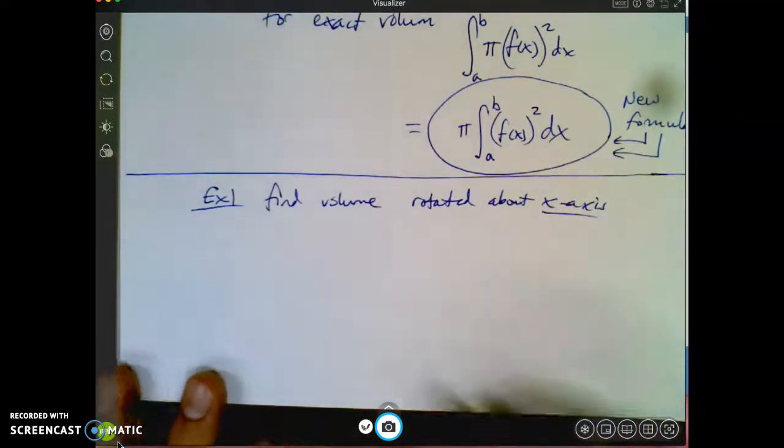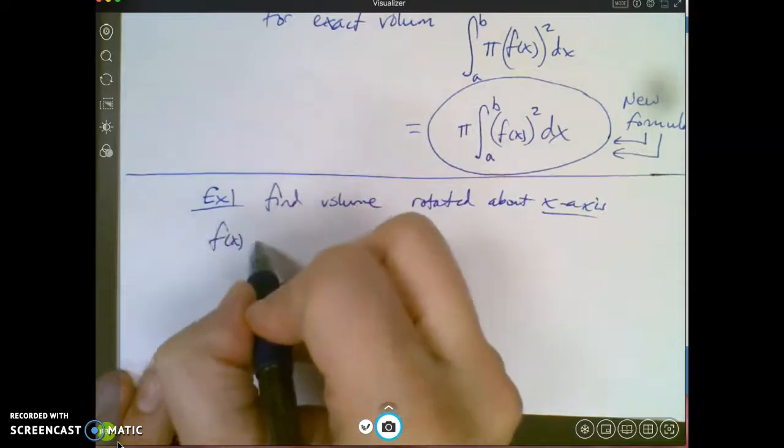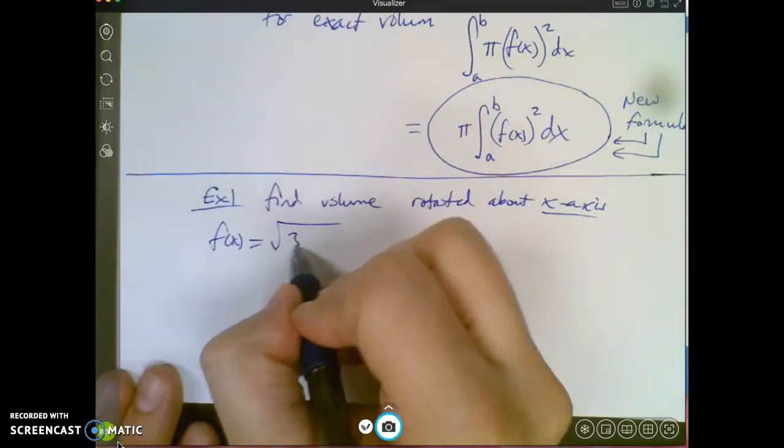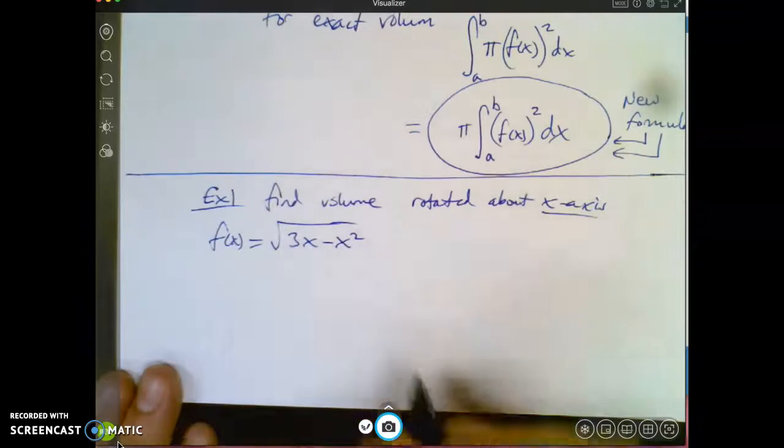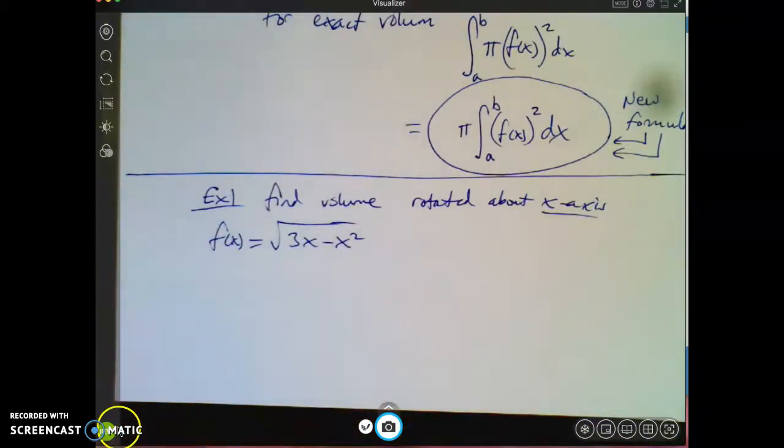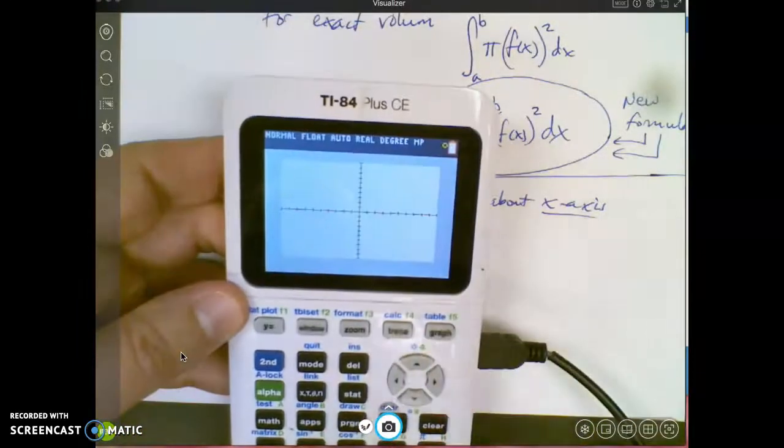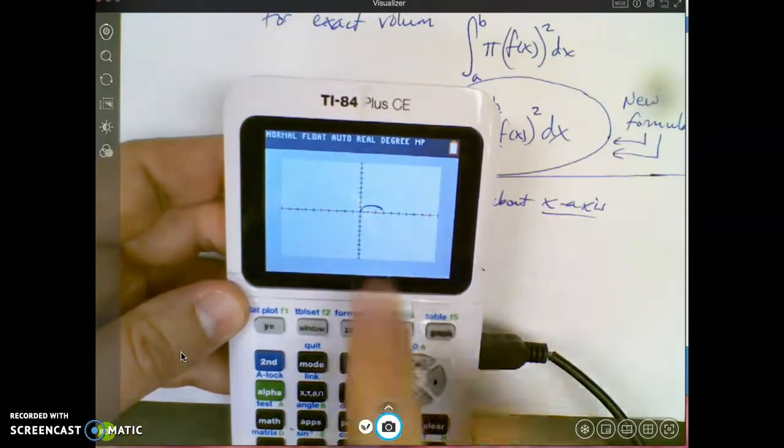Later on we'll do a different axis and you'll see. So here's our function: radical 3x minus x squared. We always want to look at a graph of these. If I look at a graph of this, it starts at 0 and goes to 3.